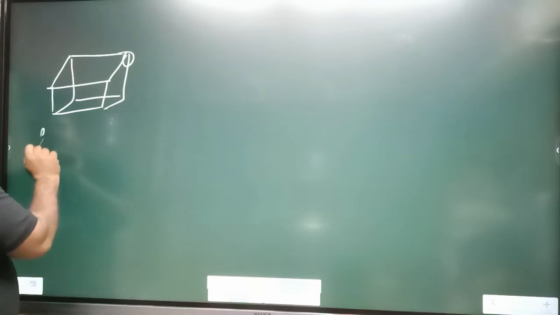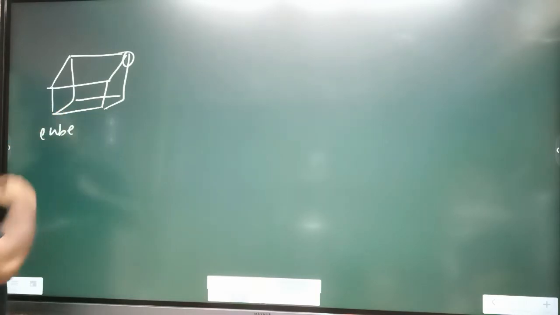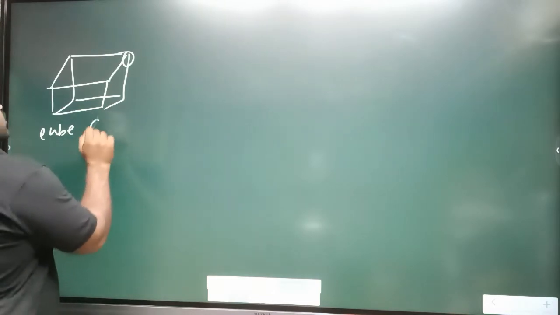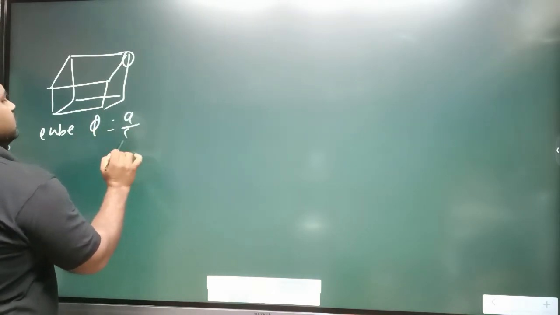We can place charges here. How much flux is passing through this cube? Phi is equal to how much? Q by 8 epsilon naught.